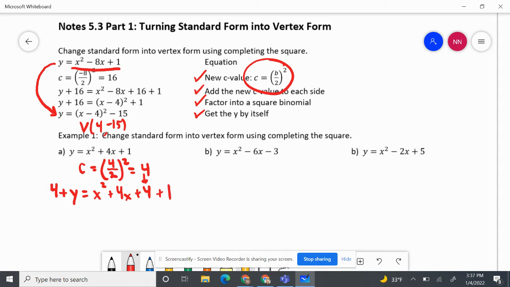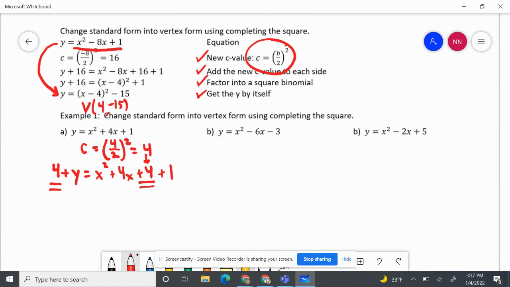And then what we do is we put the 1. So once again, we're taking our c value and adding it on both sides of the equation. Our next step is to factor it into a square binomial. So we're looking for two numbers that multiply together to give us 4, and add up to 4. So we're taking this trinomial right here and factoring it. If we're doing it correctly, it always ends up with the same number. So what we have is x plus 2 squared plus 1.